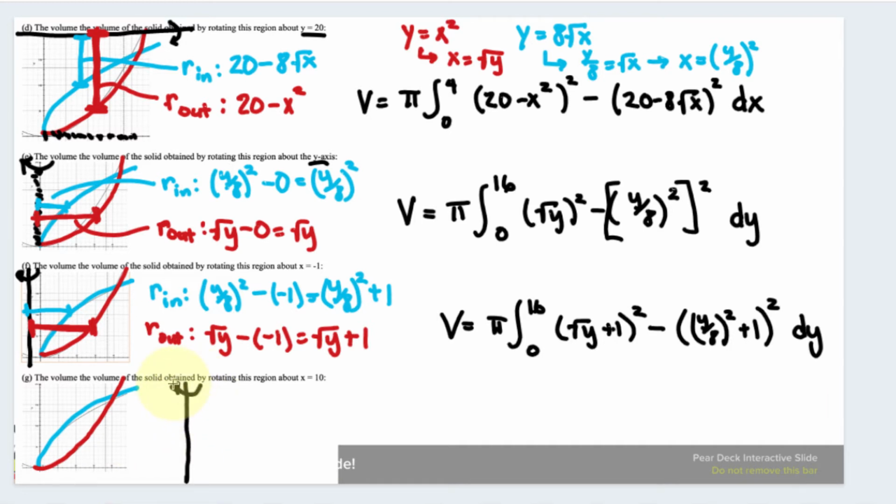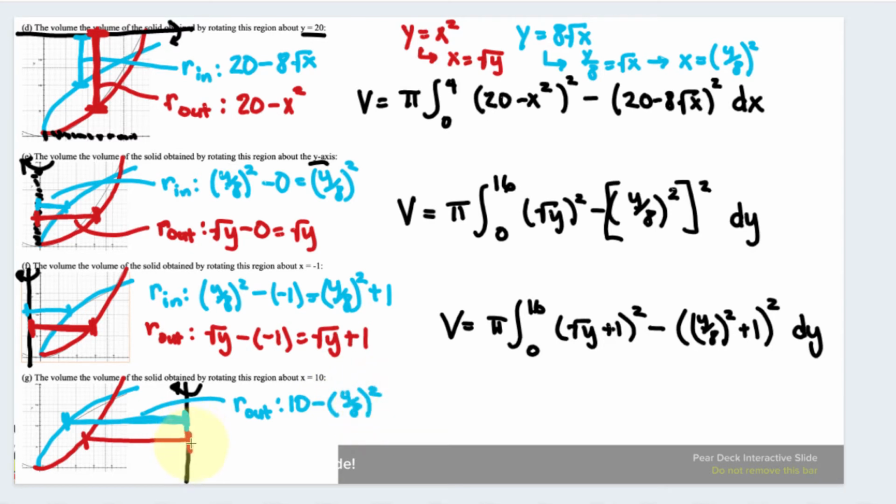So we're rotating there. Now, again, we go from the curve to the line we're rotating about. From the curve to the line we're rotating about. You see how we're flip-flopping. Now this one's longer. This is going to be our radius outer. And what is it? We have to go from right to left. So we start here at the 10 minus, so 10 minus (y over 8) squared.